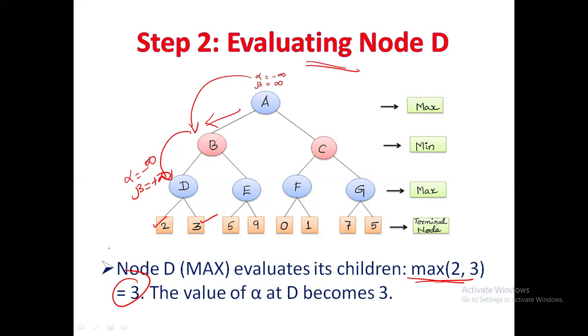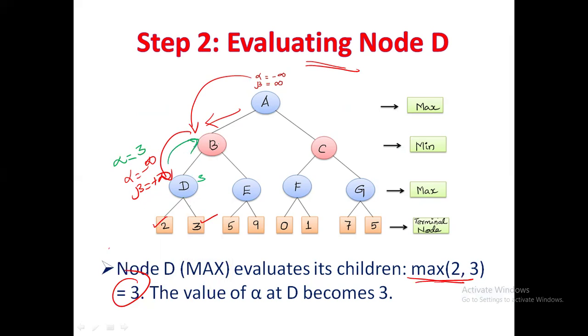Now the value of alpha at D is updated. Here the alpha value is minus infinity. Which one is maximum, minus infinity or 3? Now the alpha value at node D is updated, I'll be writing in a different color, to 3. So now the alpha value at D is 3. D returns this value to its parent node, it will be returning to the parent node B.